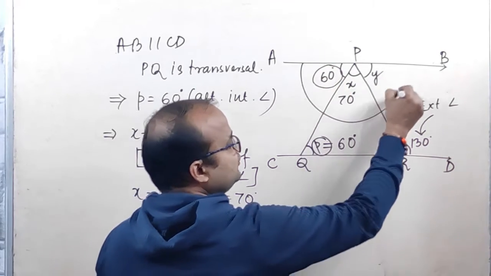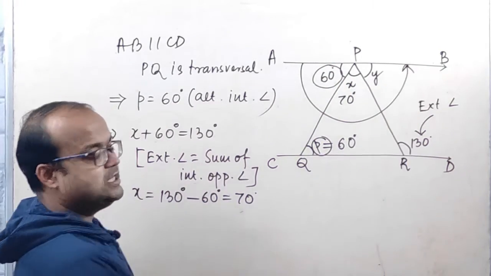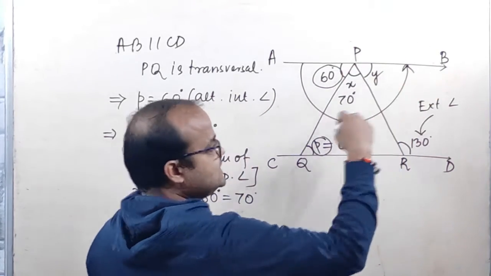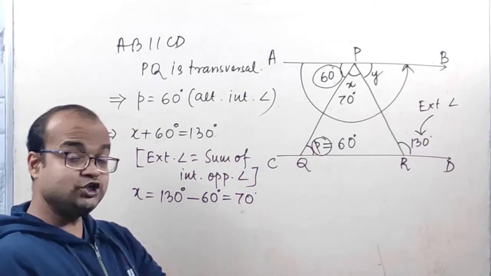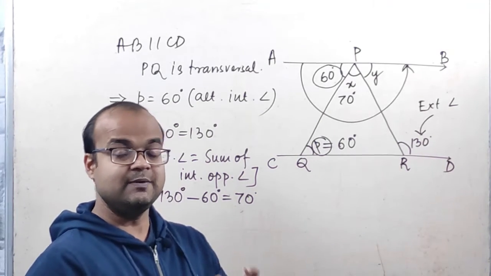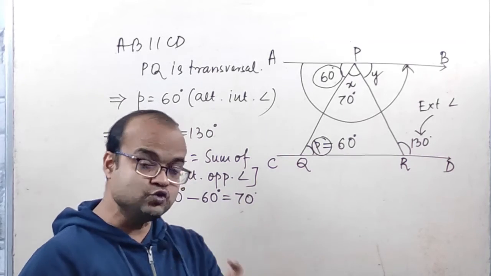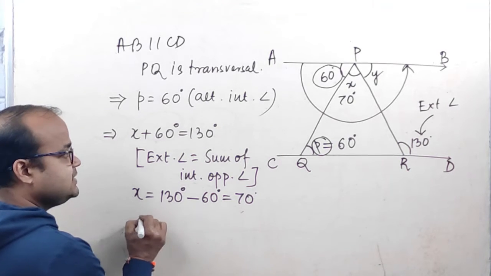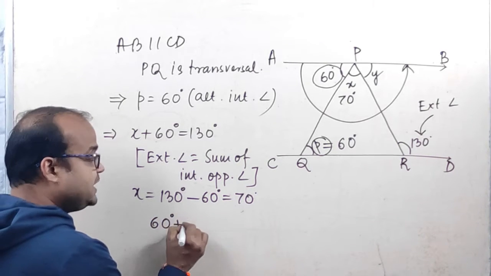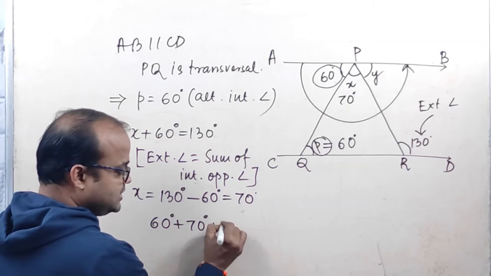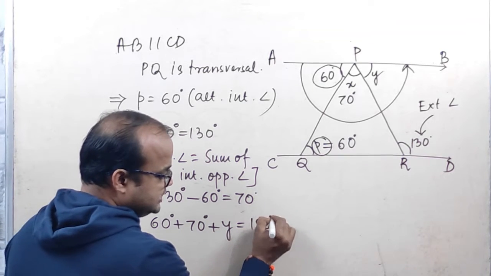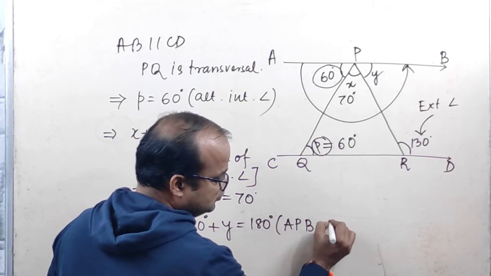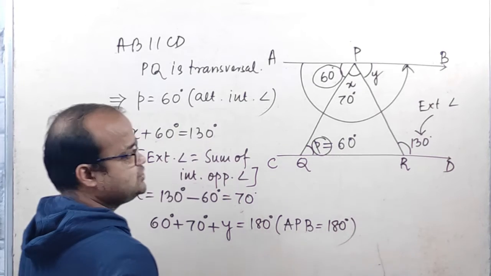Now the sum of these three angles is equal to 180 degree because APB is a straight angle. Here we will not use the term linear pair. Pair means it is a sum of two angles, but this is a sum of three angles. So we can say that 60 plus 70 plus Y equals 180 degree. Reason: APB equals 180 degree, or APB is a straight angle.